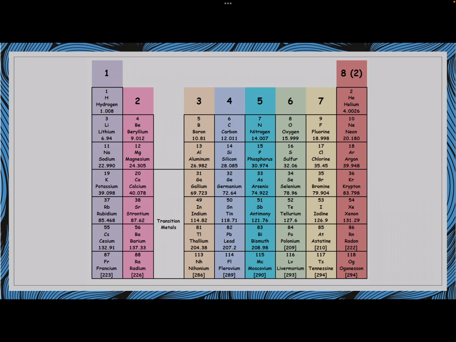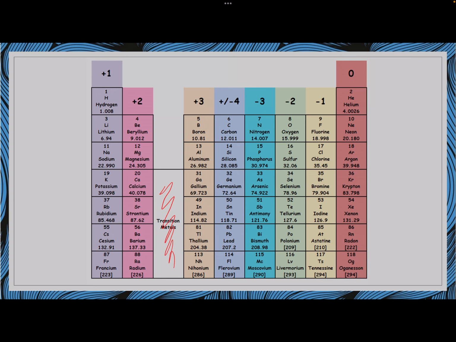So having a look at those trends, we're just going to have a look at the periodic table. We're going to ignore transition metals, lanthanides, and actinides because they're a bit more difficult. So we're just going to have a look at these groups here: group 1, 2, and group 13 to 18. These are the charges that we should expect for each of these.